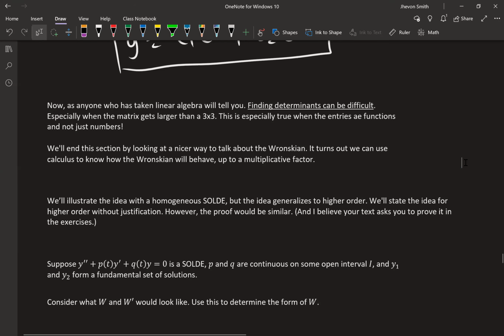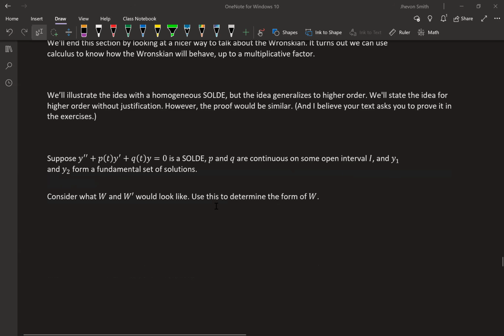So finding determinants is how we do it. That's how we can find the Wronskian of a bunch of solutions, and I can figure out that they're a fundamental set of solutions. However, doing this in general for n functions, it's really computationally intensive. And so we kind of want another way to get to this, right? So I'm going to show you now how we can get to that.